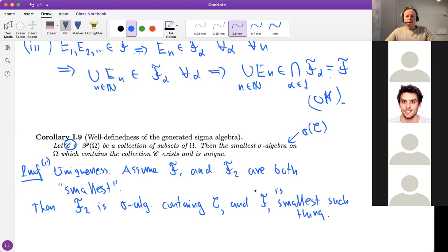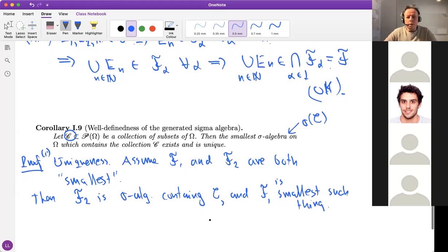So because F1 is the smallest thing with the property of being a sigma algebra and containing C, we conclude that F1 must be contained in F2. That's what we mean by smallest.